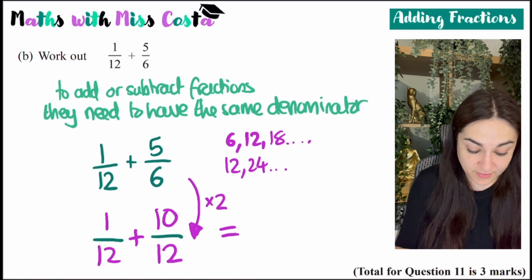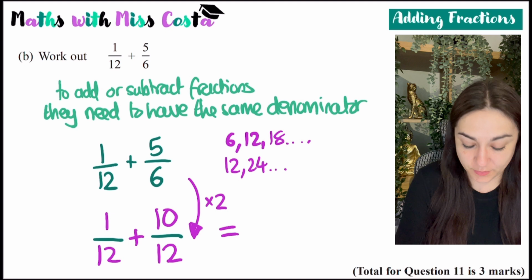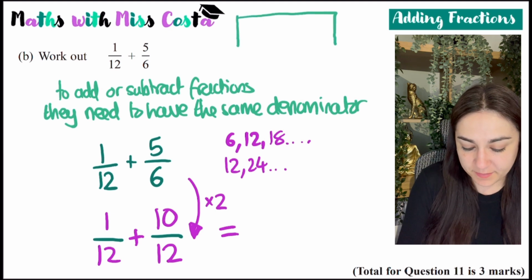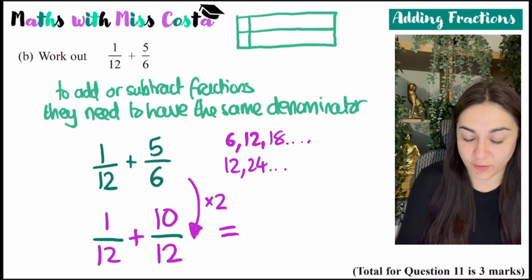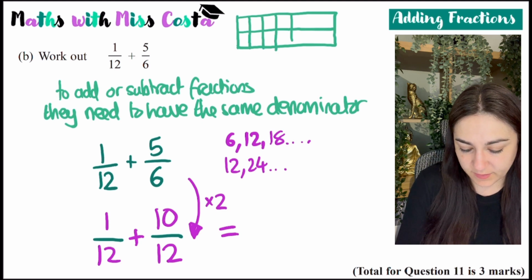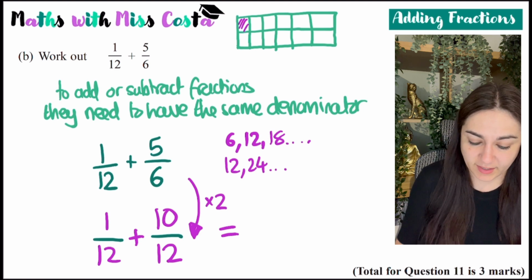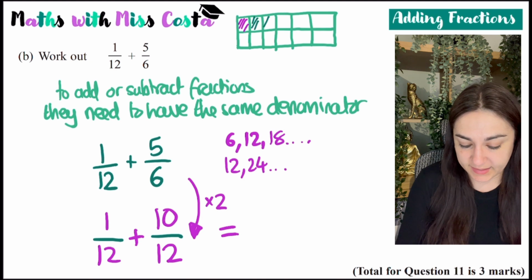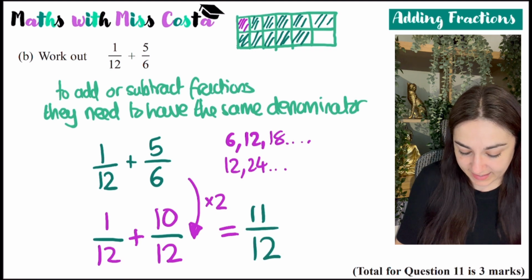Imagine that they're a piece of cake. Once they have the same denominator, we can just add them. If I had a cake that's split into 12 pieces, so 1, 2, 3, 4, 5, 6, and so on, we've got 1/12, which would be this little slice here, plus 10/12, so 1, 2, 3, 4, 5, 6, 7, 8, 9, 10. In total, if you add them together, that's 11/12.